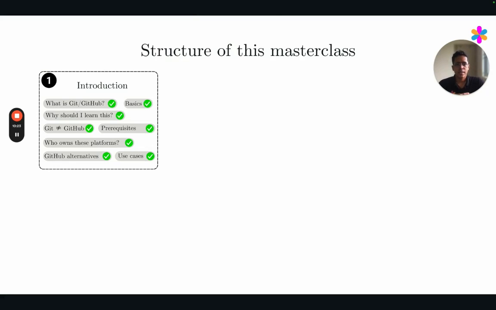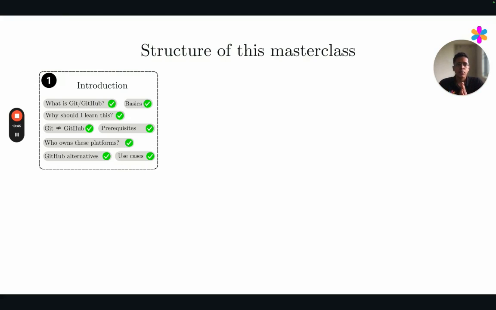So this masterclass is divided into 6 different segments. The current lecture, which is the introductory lecture, will talk about what exactly is Git or GitHub, the basic idea behind that, and why it was even invented or built in the first place. And you will also learn that Git and GitHub are not the same thing.